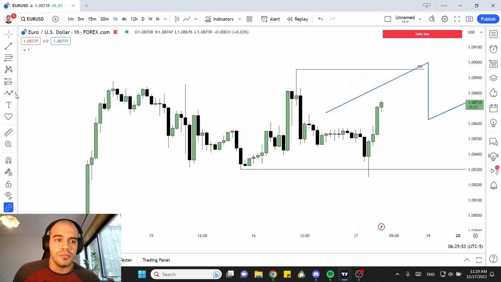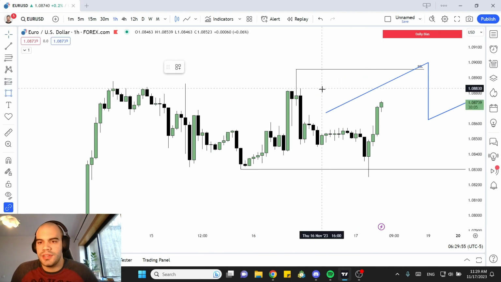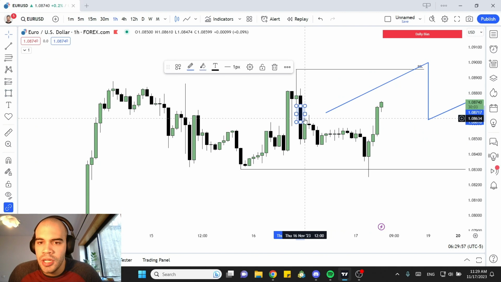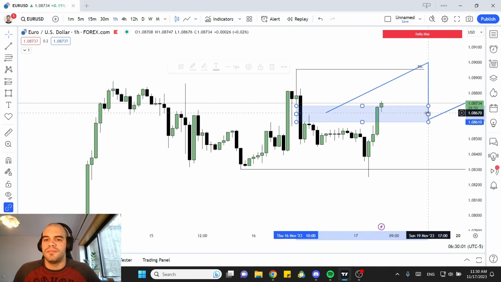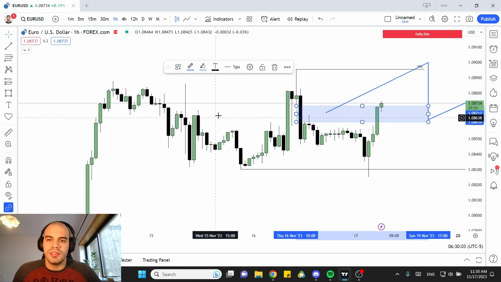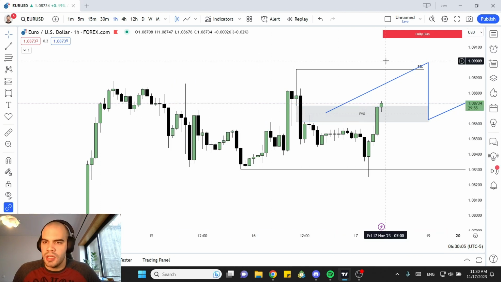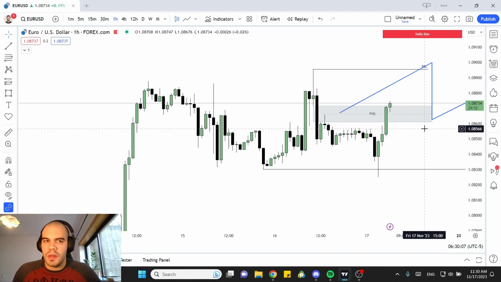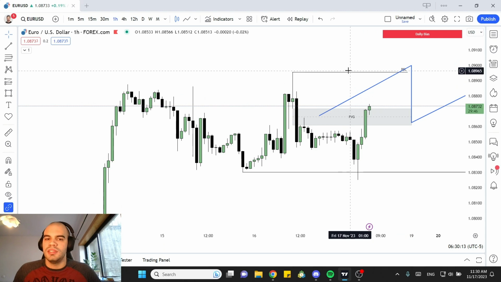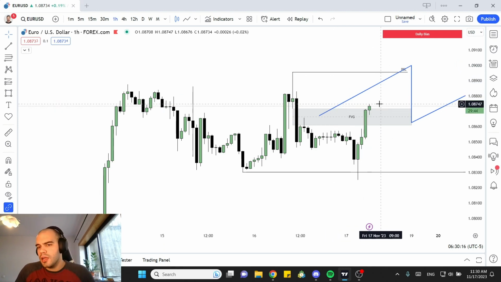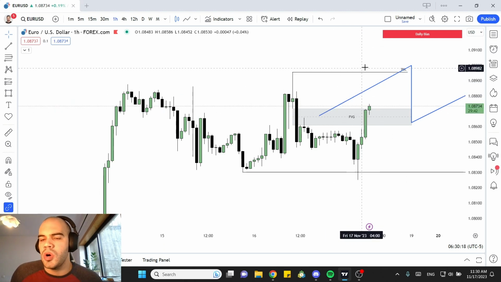It's important to outline too that we have this fair value gap right here, which is pretty much going to be inverted. I'd like to see this fair value gap being disrespected on a movement up after we see a sweep of this high, and then being respected on a down movement.